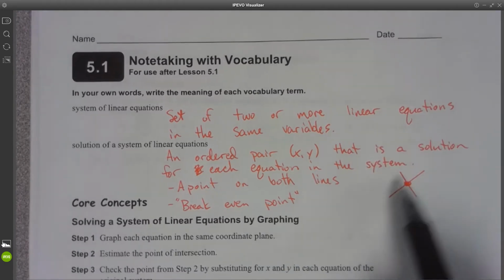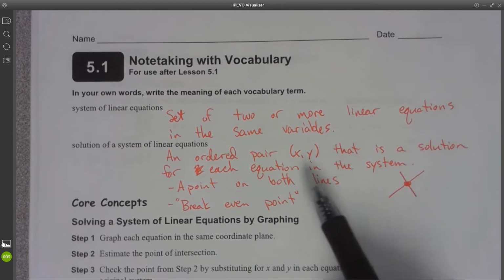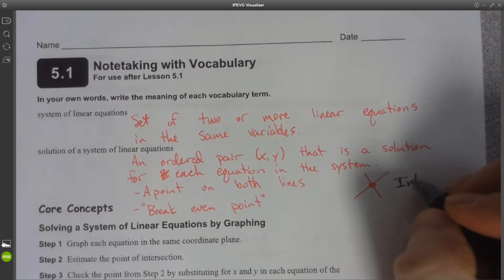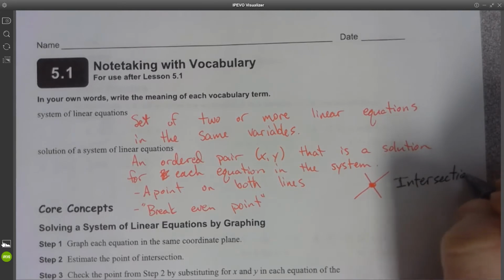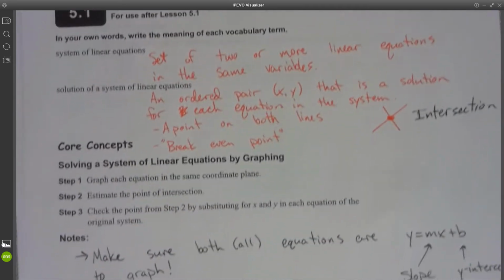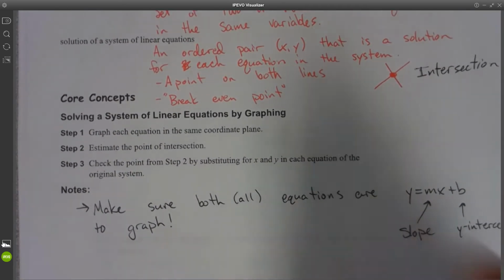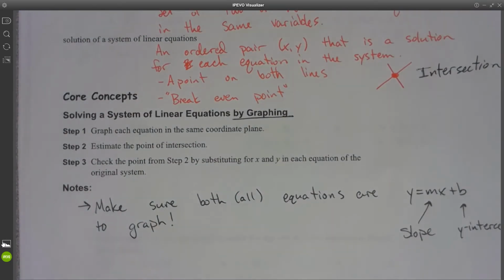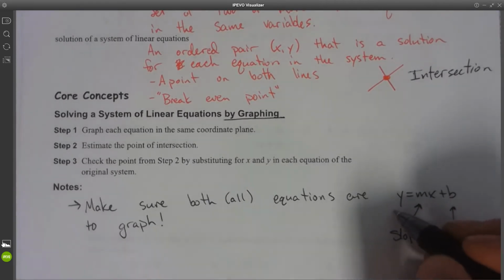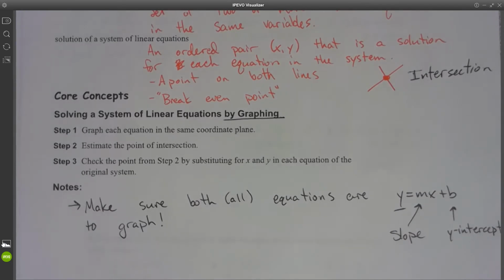So if I had a system with two lines, the solution would be the point that's on both lines, or the intersection point. You'll also see the term break-even point as well. When we solve these, today we're just going to be focused on doing that by graphing. You want to make sure that all equations are in slope-intercept form just to make things a little bit easier on yourself. So making sure that you have y isolated by itself so that you can use slope and y-intercept to quickly graph your lines.